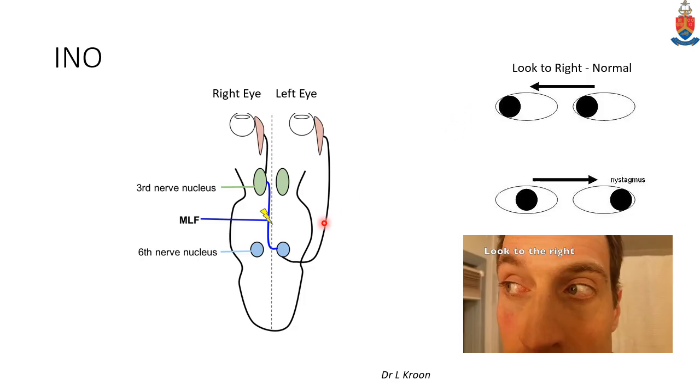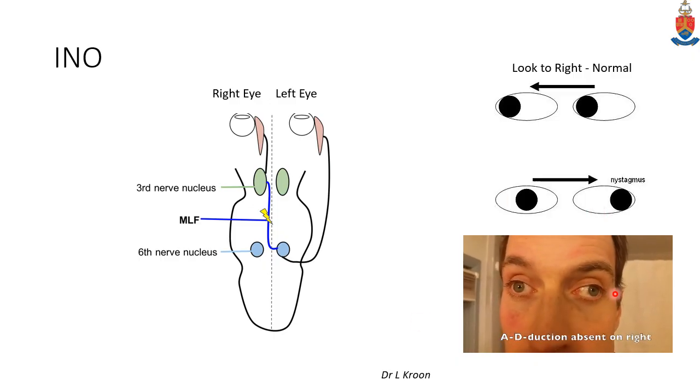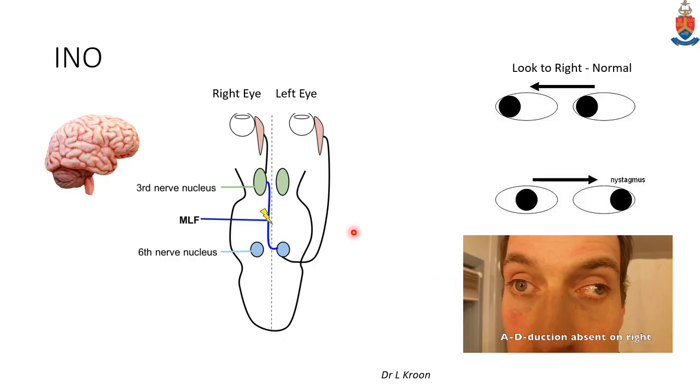So what's going to happen now is if we've got an MLF lesion here on the right, the right eye is going to have failure of adduction, but the left eye will still be able to abduct. So let's look quickly at a case here. So this is the same patient, but then we ask him to look to the left. And as you can see, while he's looking to the left, the left eye is abducting, but the right eye is having adduction failure. So let's look at what happened here.